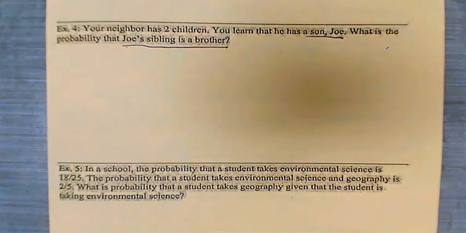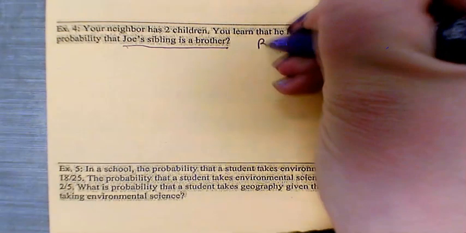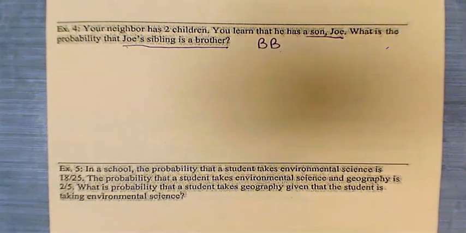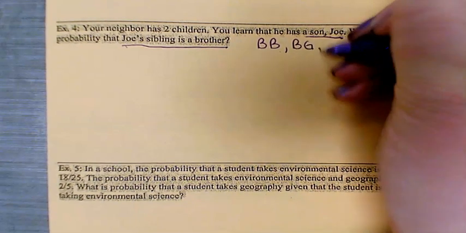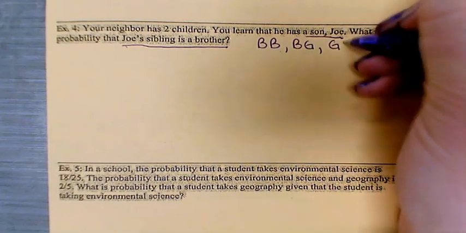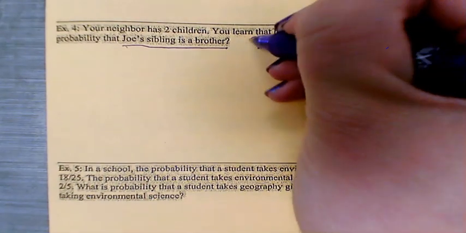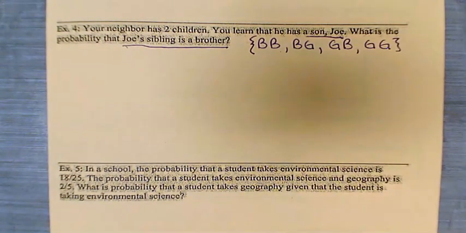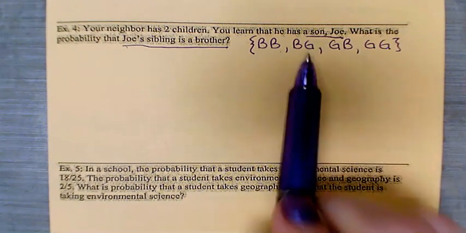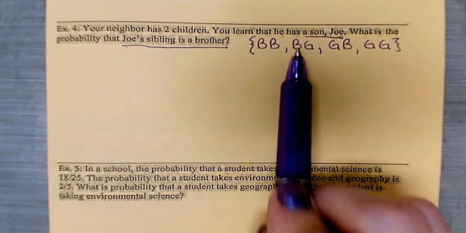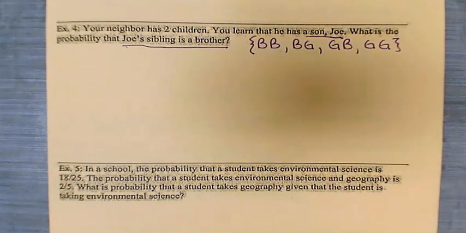So of the siblings, we don't know if Joe is the firstborn or the secondborn. So either Joe is a boy and he has a boy sibling, or Joe is a boy and he has an older female sibling, perhaps a girl and then a boy, or perhaps a girl and then a girl. So these are our options, either 2 boys, 2 girls, or a boy and a girl. They can be born in either order. But we don't know which one Joe is. We don't know if he was born first or born second. So what is the probability that Joe's sibling is a brother?